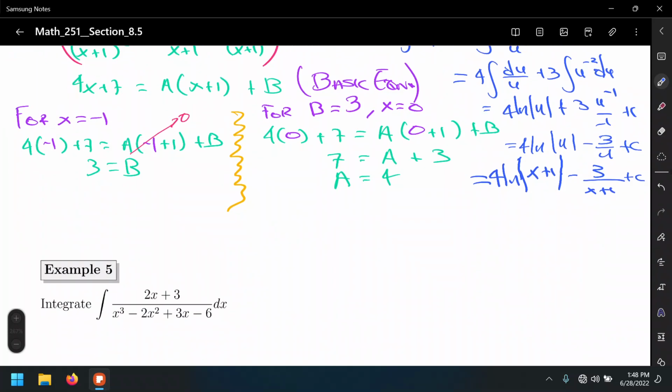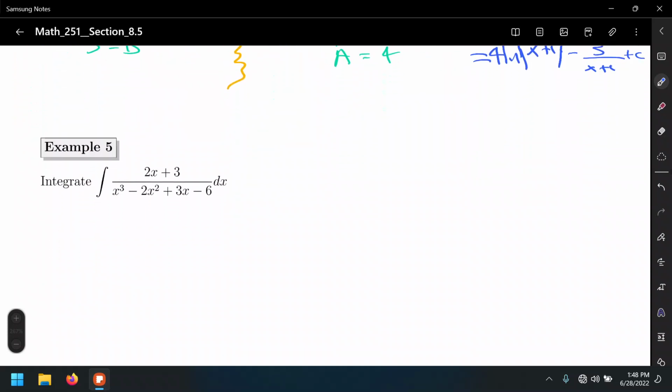So what do we have? 2x plus 3 over x cubed minus 2x squared plus 3x minus 6. Number 1, do we need to do the polynomial long division here? Do we have the degree of the numerator to be the same or larger than that in the denominator? No, it's not the case. So in this case, we can start working with the denominator. So let's factor it out.